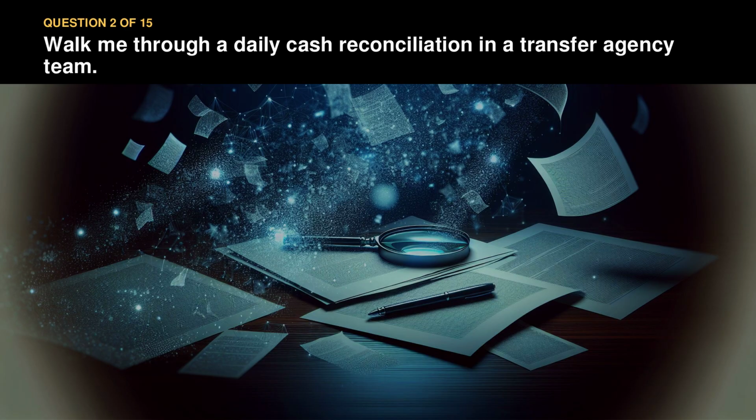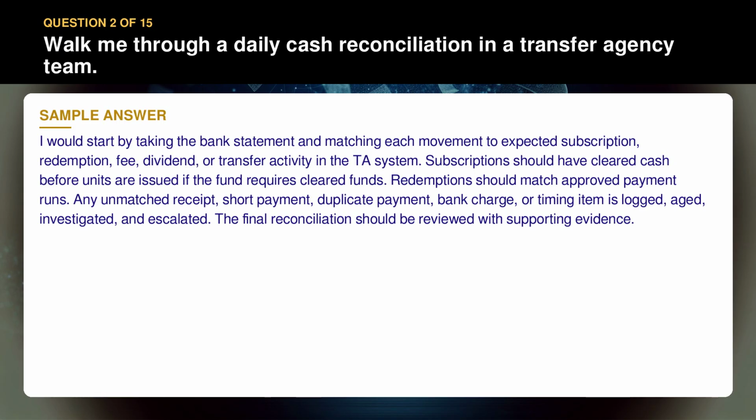Question 2. Walk me through a daily cash reconciliation in a transfer agency team. I would start by taking the bank statement and matching each movement to expected subscription, redemption, fee, dividend, or transfer activity in the TA system. Subscriptions should have cleared cash before units are issued if the fund requires cleared funds. Redemptions should match approved payment runs. Any unmatched receipt, short payment, duplicate payment, bank charge, or timing item is logged, aged, investigated, and escalated. The final reconciliation should be reviewed with supporting evidence.